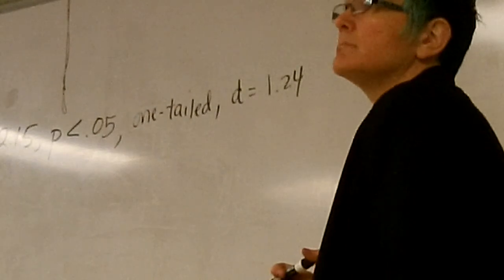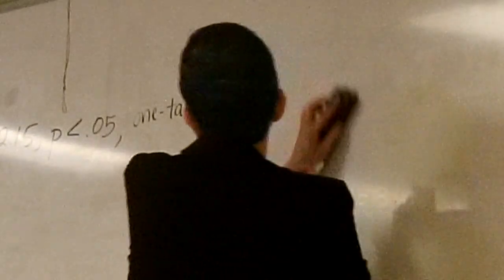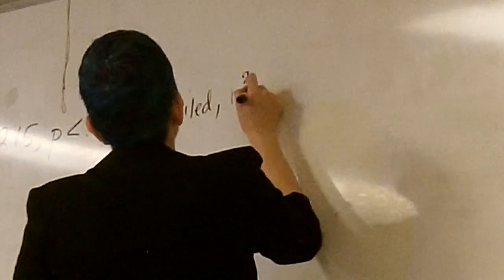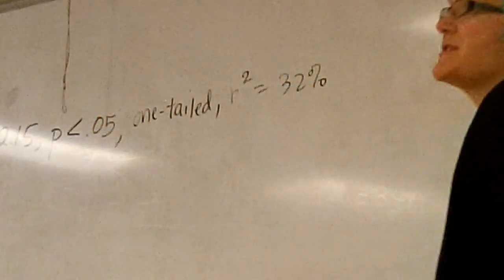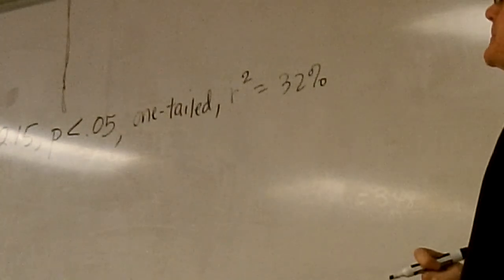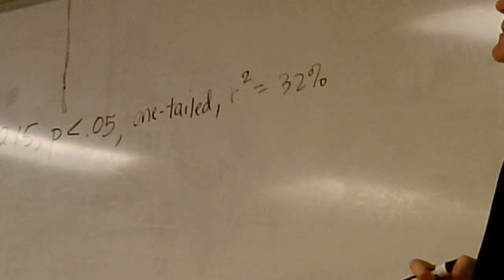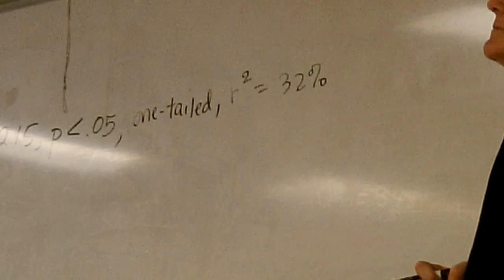If it was R squared, we tend to write that as a percentage, so 32%. 0.32, I wouldn't nuke you for it, but it should technically be a percentage.